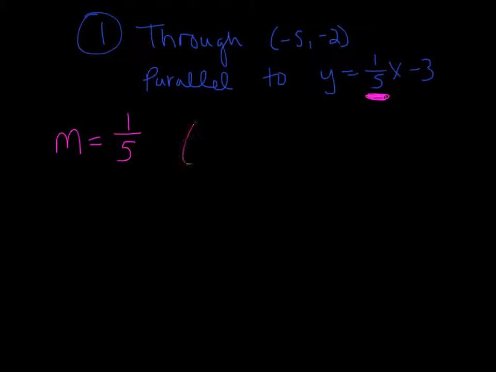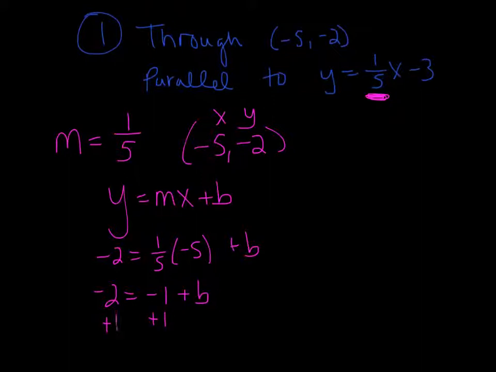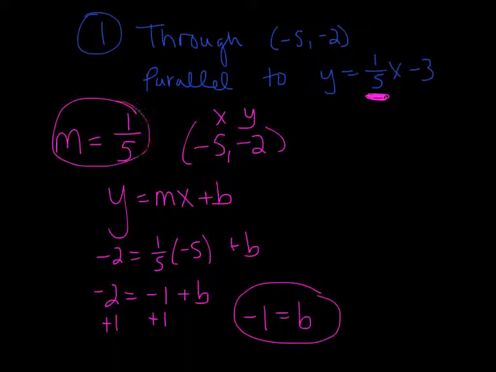And it goes through (-5, -2). So we have our m, we have our x, we have our y. So we're going to plug everything in, y equals mx plus b. So put our y, our m, our x, and we're looking for our b. First thing we're going to do is multiply 1/5 times -5, which is -1. And then we're going to solve for b, so to do that we're going to add 1 to both sides. So b equals -1. We have our b, we have our m, we're ready to write our equation, y equals 1/5 x minus 1.